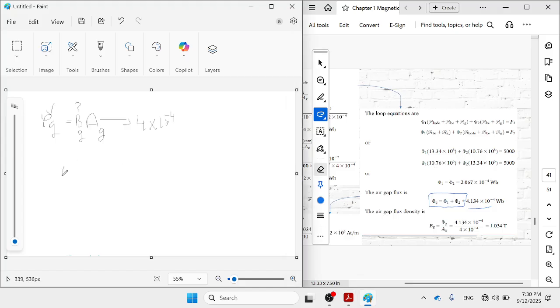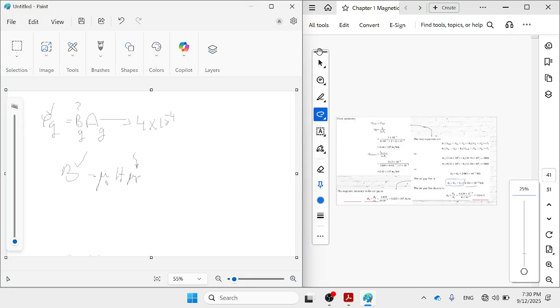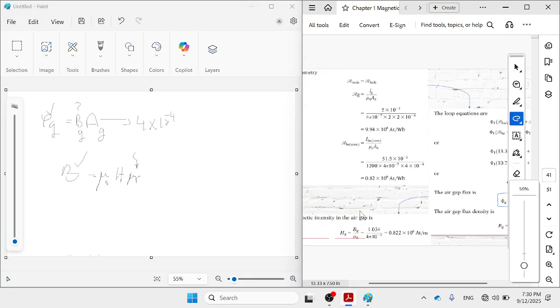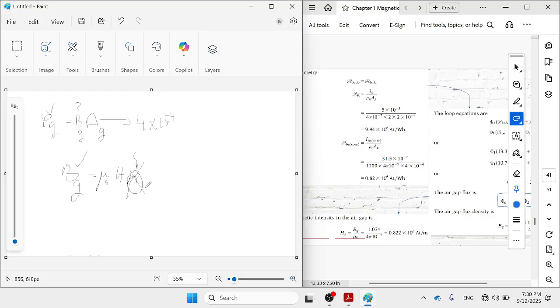And H, as we know, B equals mu H, and here mu is mu 0 times mu R. So mu R is 1200, mu 0 is known, B is also known. H can be calculated from this easily. So if I change this one to the other side, you can see B over mu 0. So mu R, of course, is not there. Sorry, it's wrong, of course, because we are calculating for the gap. So no need to consider the mu R, correct? So the value is given here.